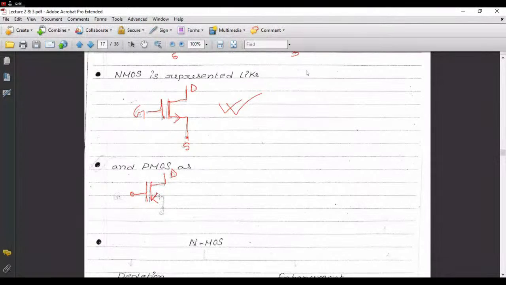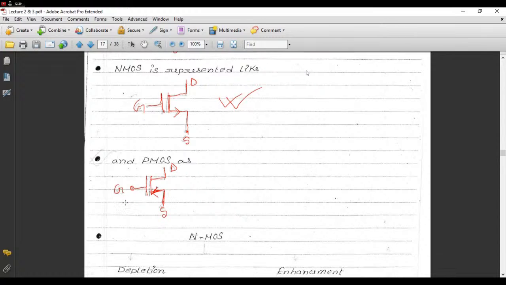So basically, if you do not give the arrow, you are going to lose a lot of marks. An arrow tells which one is an NMOS and which one is a PMOS. So always remember that you must place the arrow the way it is. So take a screenshot of this.